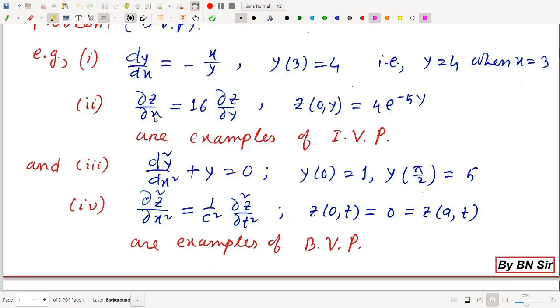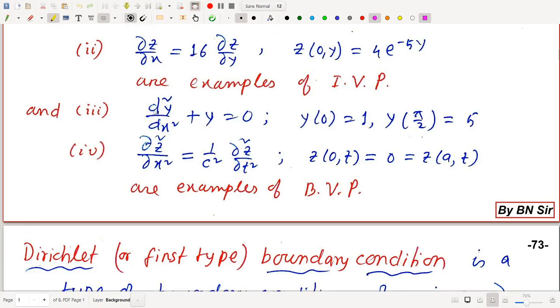Roman 2, del z by del x equal to 16 del z by del y, partial differential equation. Condition given is z(0,y) equal to 4 into e to the power minus 5y. Condition is at the point (0,y), that is x takes the value 0 and y is arbitrary. In that case z is 4 into e to the power minus 5y. So under this condition, this is the partial differential equation considered. So this is an initial value problem, IVP.